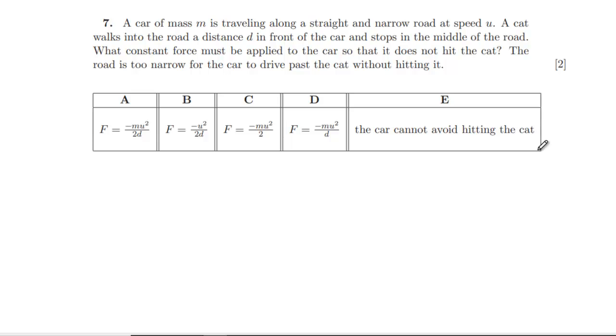So, question 7. A car of mass m travelling along a straight and narrow road at speed u. A cat, a two-legged cat, walks into the road at distance d and stops in the middle of the road. What constant force must be applied to the car so it does not hit the cat? The road is too narrow for the car to drive past the cat.